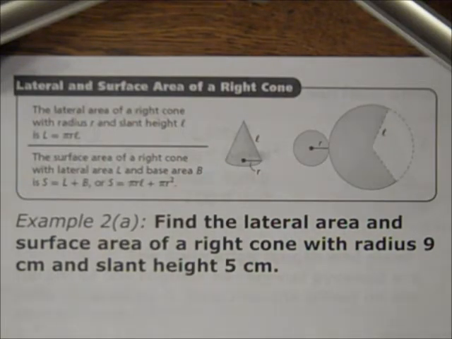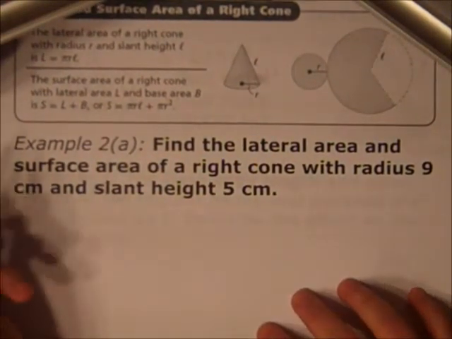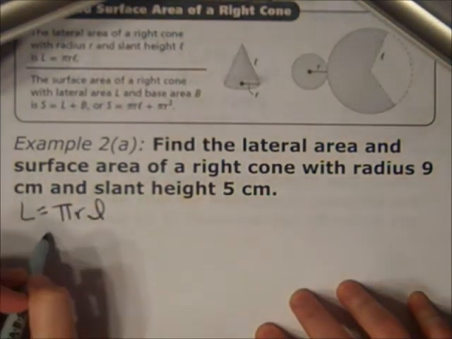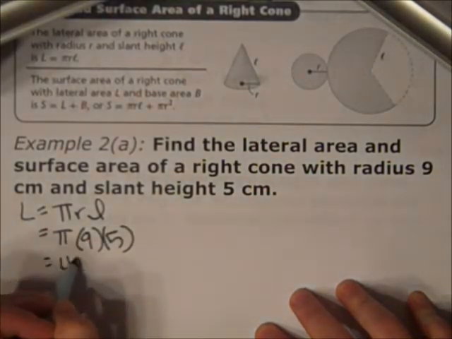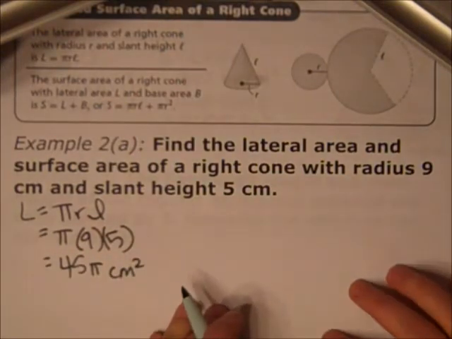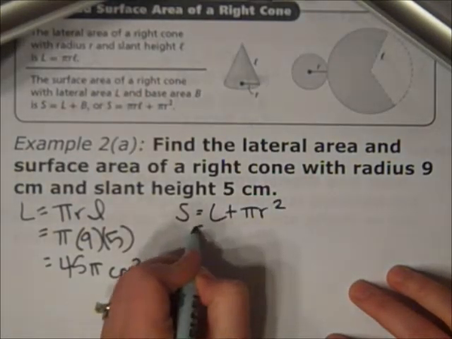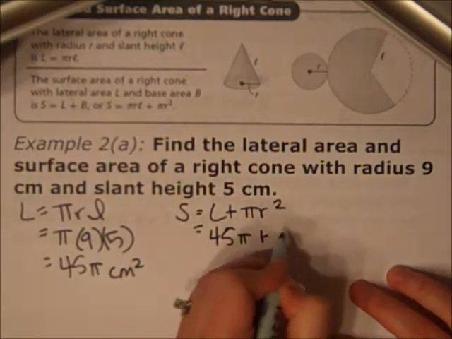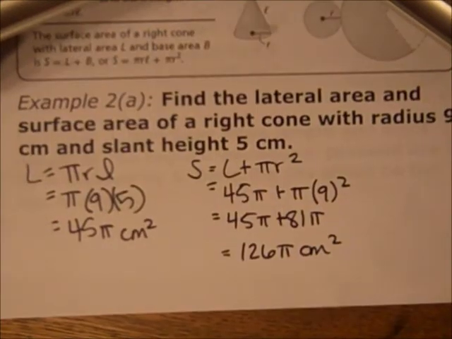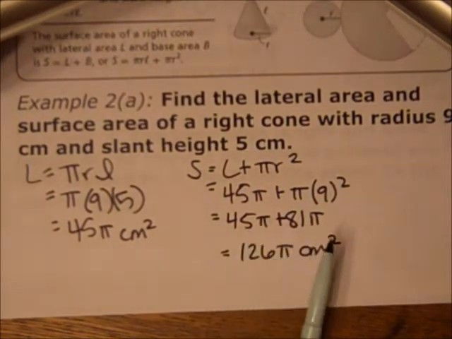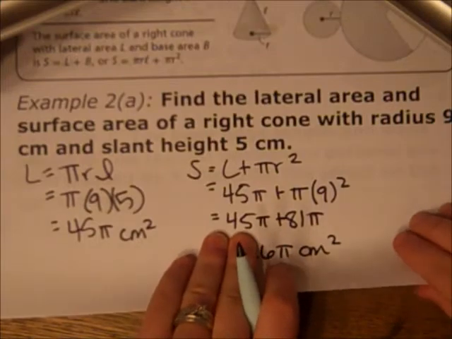Okay, here we go. Find the lateral and surface area of a right cone with a radius of 9 and a slant height of 5. So lateral, pi RL, radius of 9 and a slant height of 5, so 45 pi centimeters squared. For total surface area, we're going to keep our lateral and add our pi r squared. So keep our 45 pi and add pi times 9 squared. Sorry, my camera died. So we have 45 pi plus 81 pi, and that's going to give us our 126 pi. Okay, so go ahead and try B by yourself.